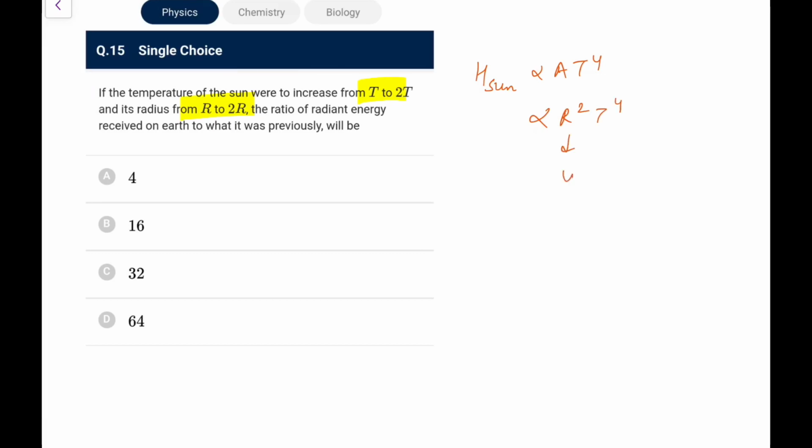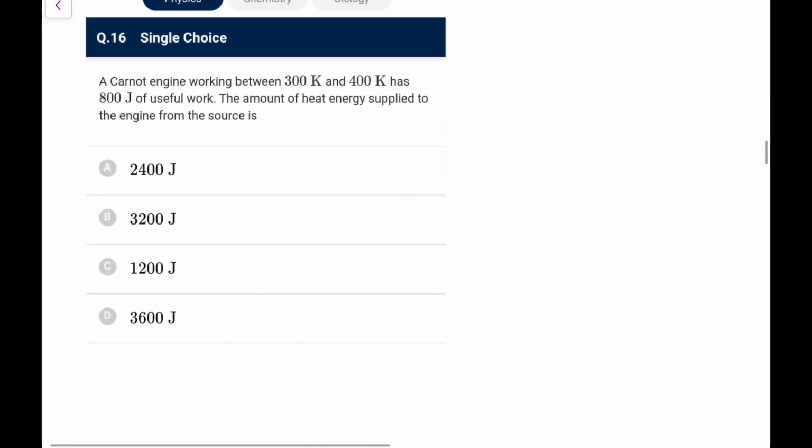Now r is doubled, so this will become 4 factor. T is doubled, so this is 2 to the power 4. So 16 4s are 64 times more energy it radiates. So that fraction remains the same. So Earth also gets 64 times the initial amount that it is receiving now.